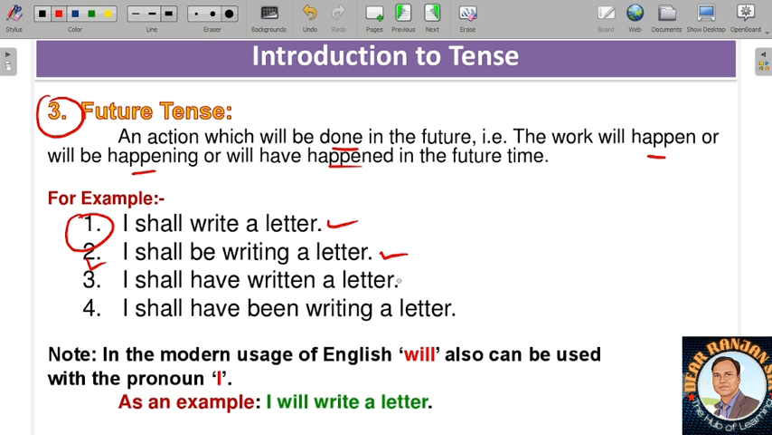That means in the future, writing a letter, that action will be finished or completed in the past. I shall have been writing a letter. This is also indicating a perfect continuous tense in the future.